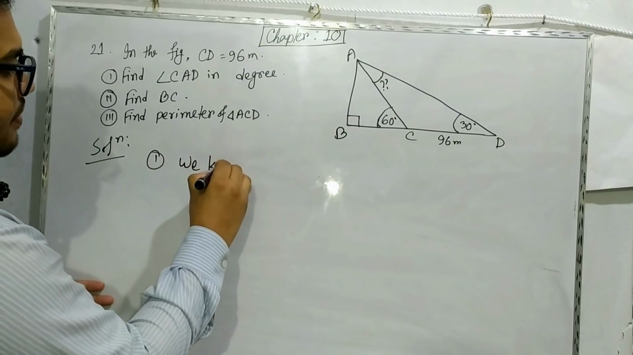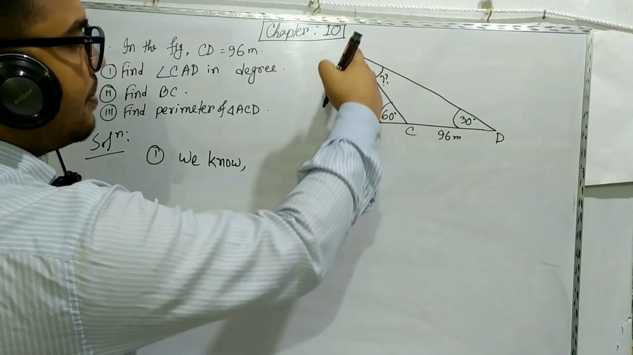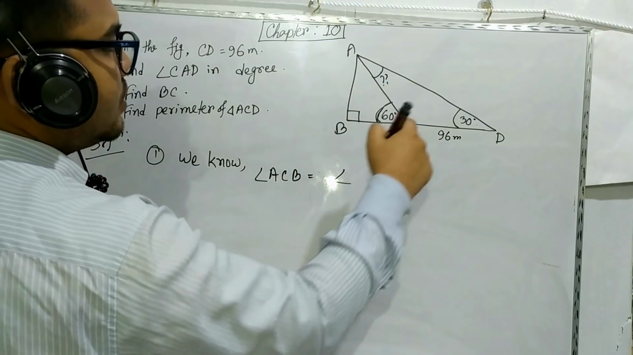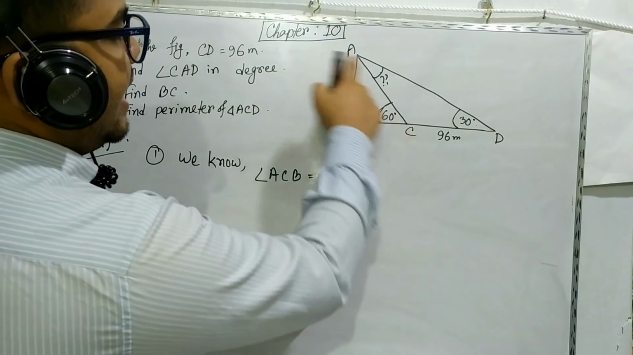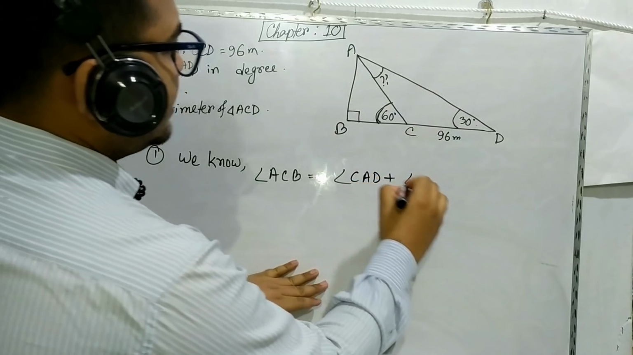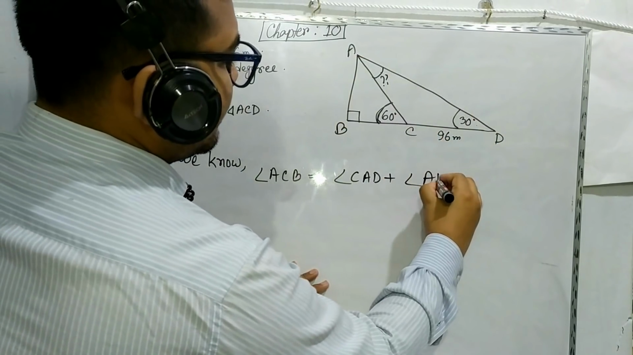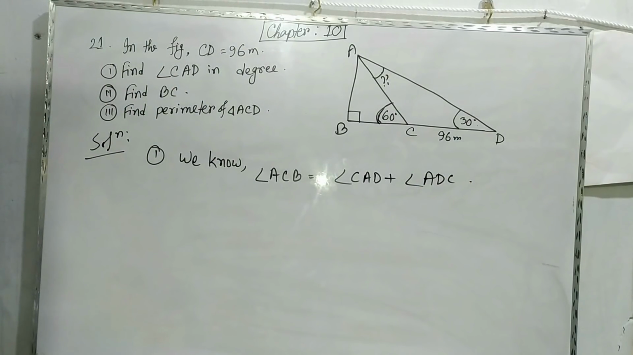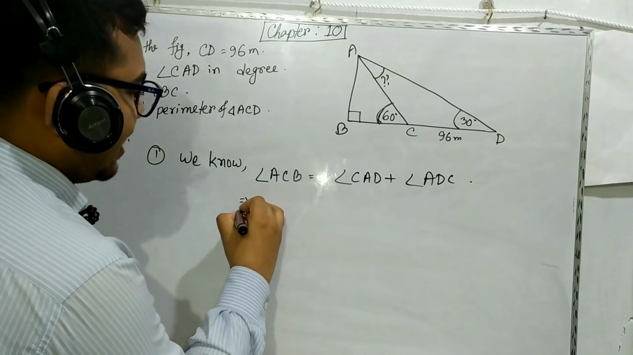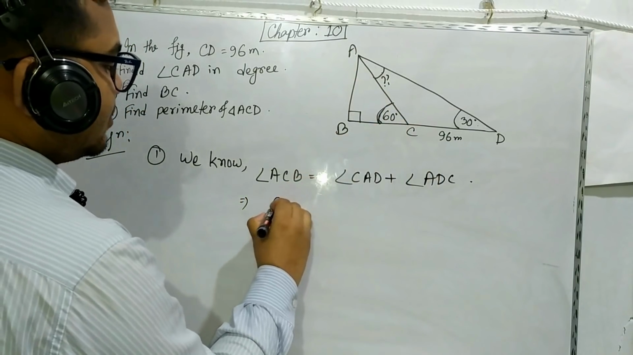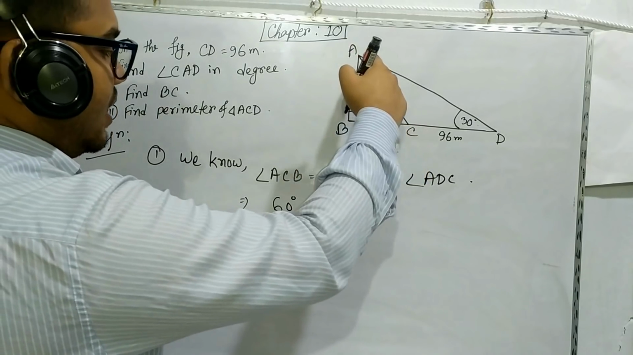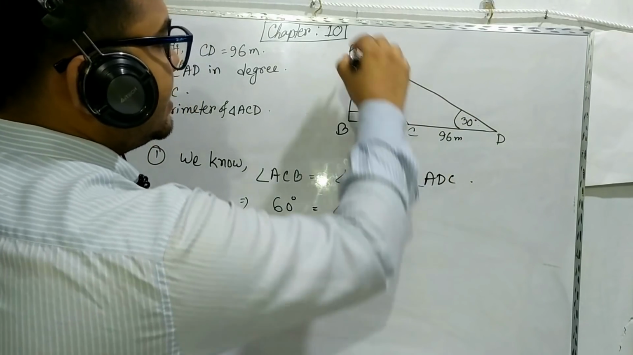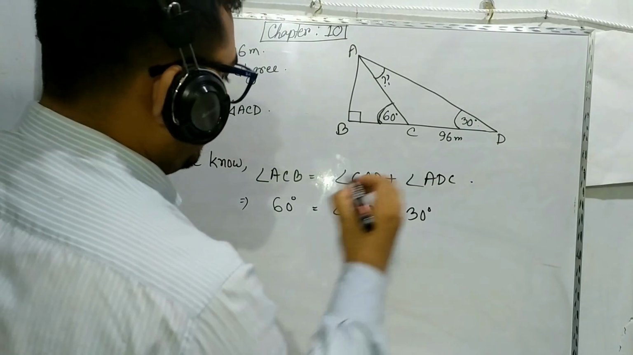we know the angle ACB, that is this angle ACB, is equal to the summation of angle CAD plus angle ADC. These two angles actually. This is the formula of the geometry. We know this. Okay, what's the value of ACB? This angle equals 60 degree. CAD, we have to find, and ADC, this angle is 30 degree.